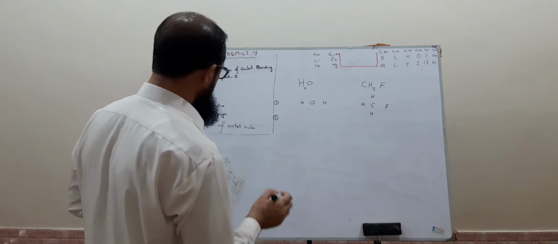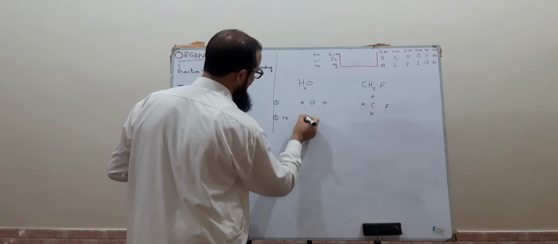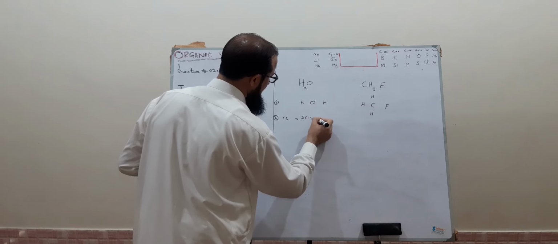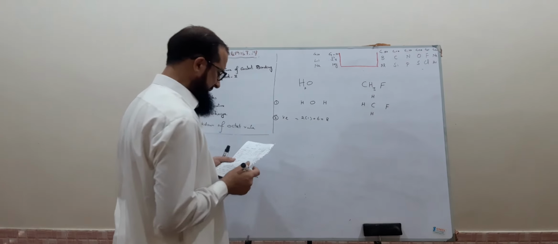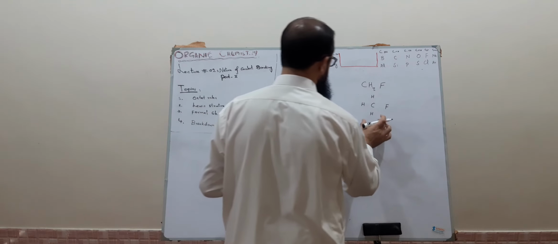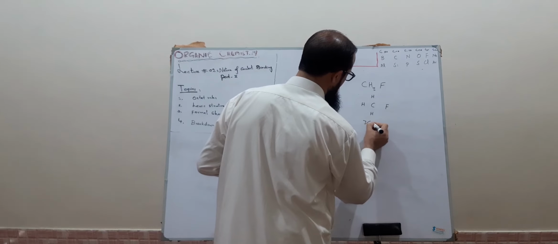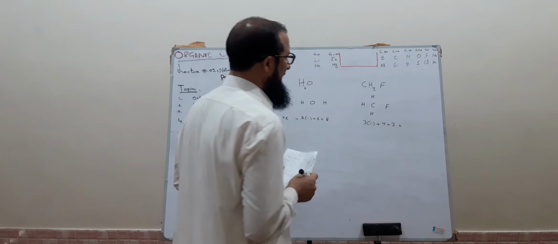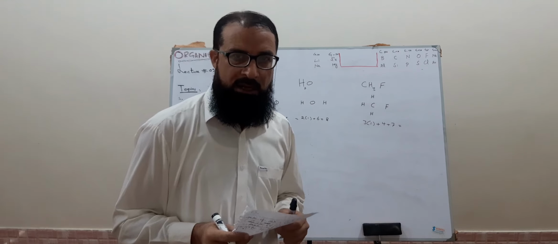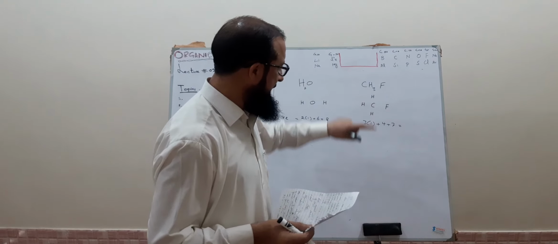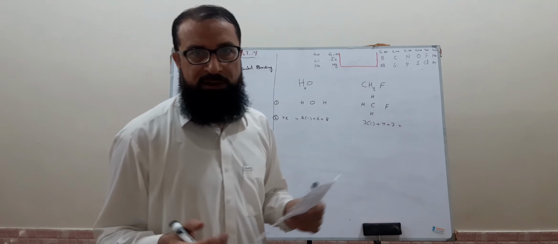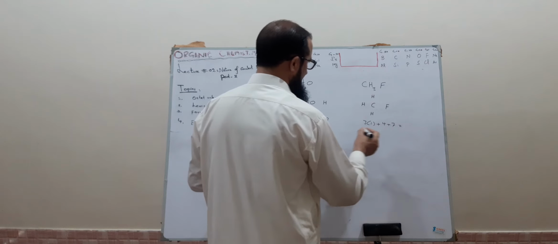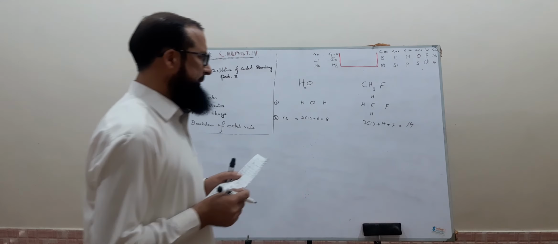In the second step, valence electrons. So how many valence electrons are there? 2 into 1 plus 6. That means 8 valence electrons. How many valence electrons are there? 3 into 1 plus 4 plus 7. And we are not subtracting nor adding any value in these molecules, because there is no positive or negative charge on the molecule. So in this situation, we have 14 valence electrons.